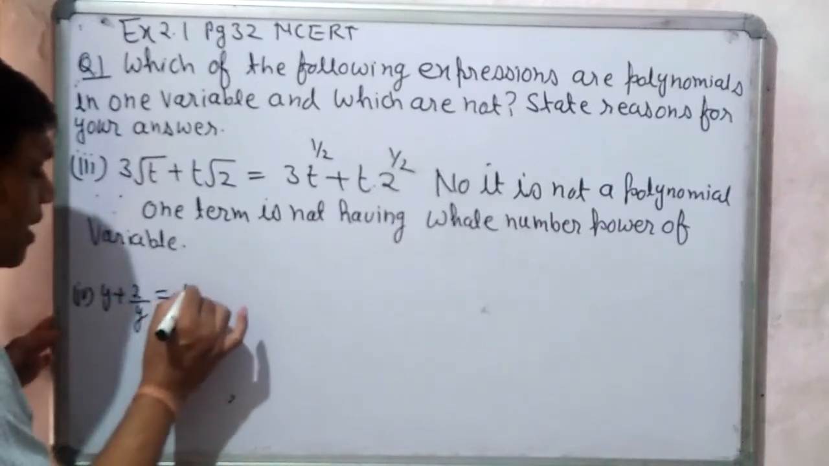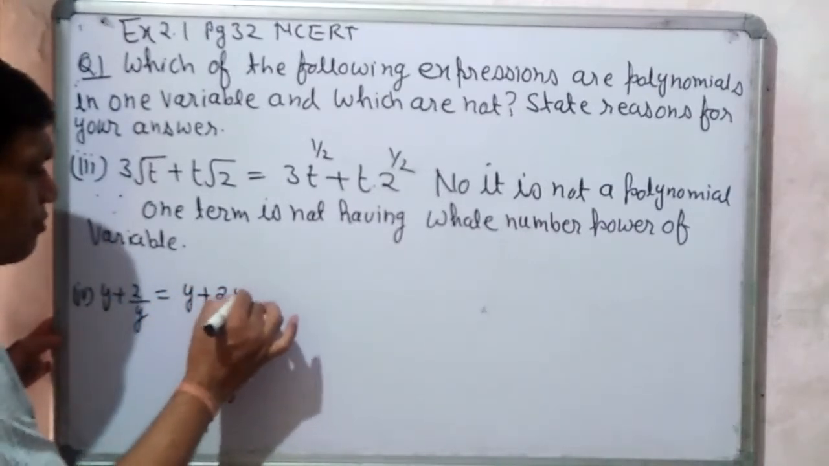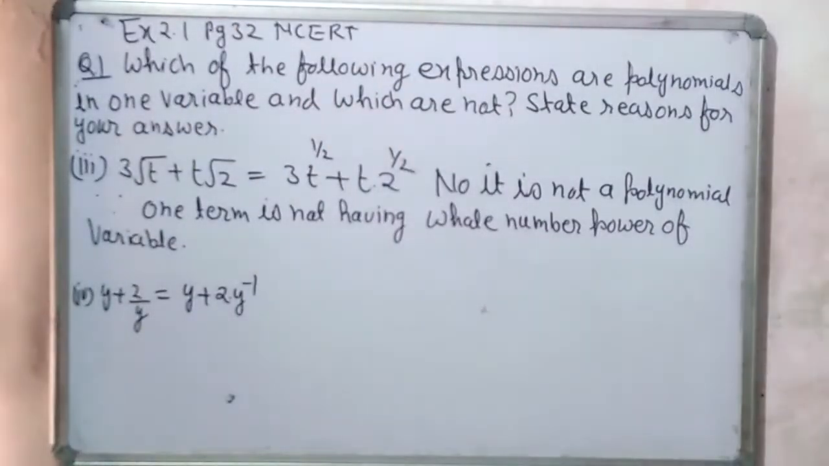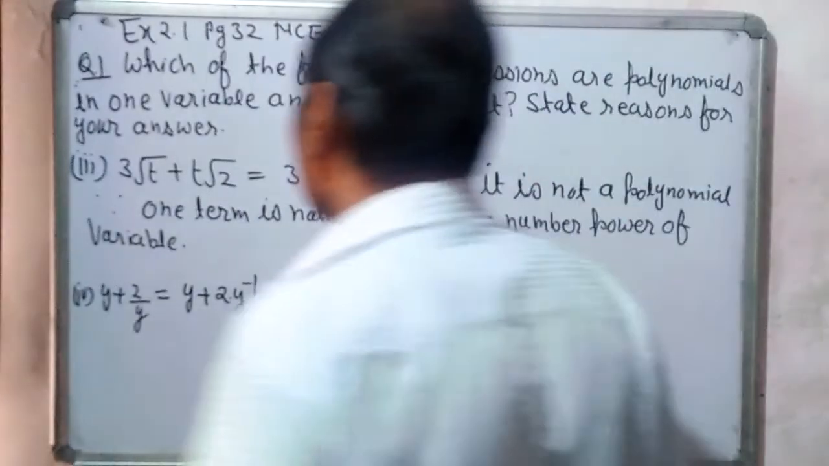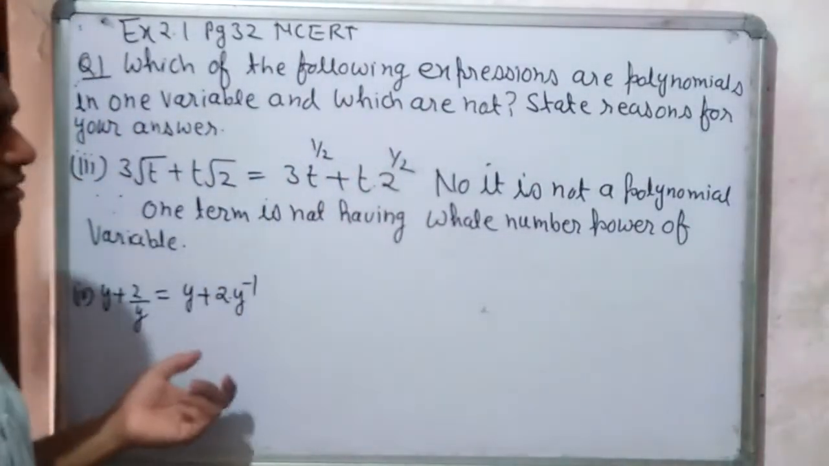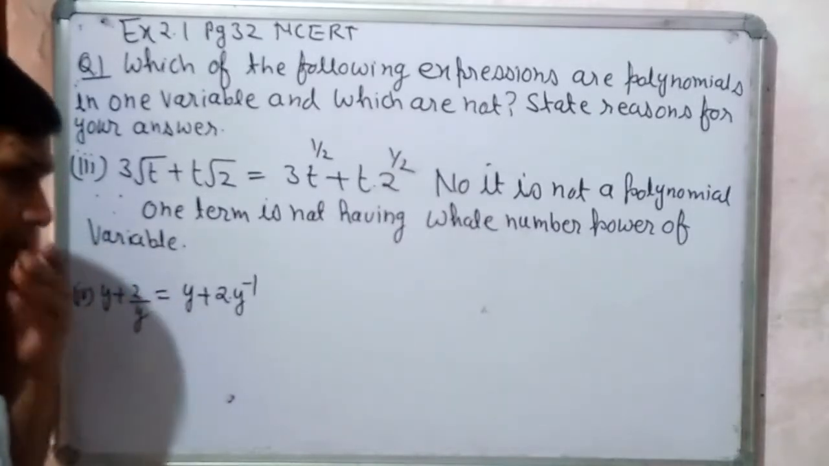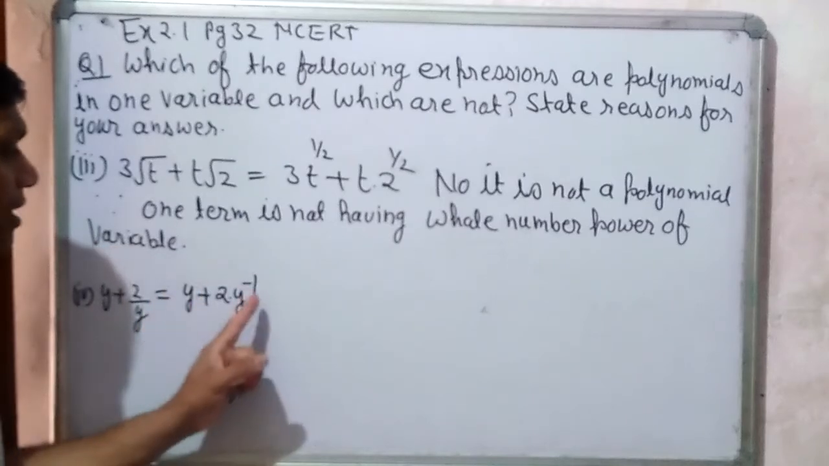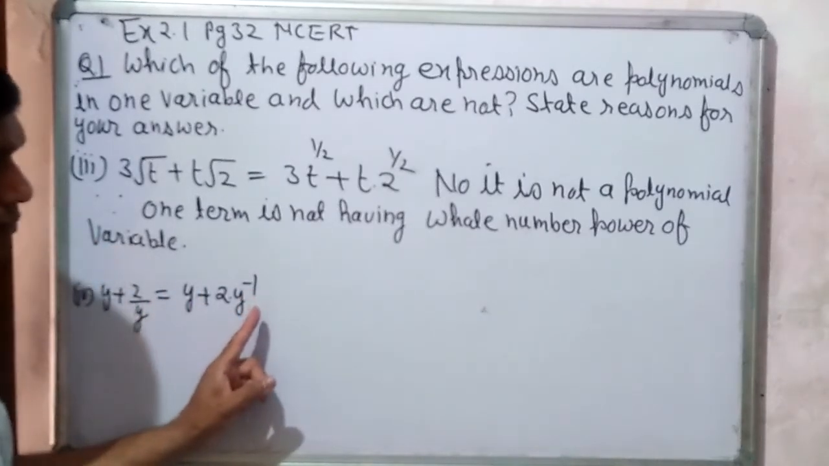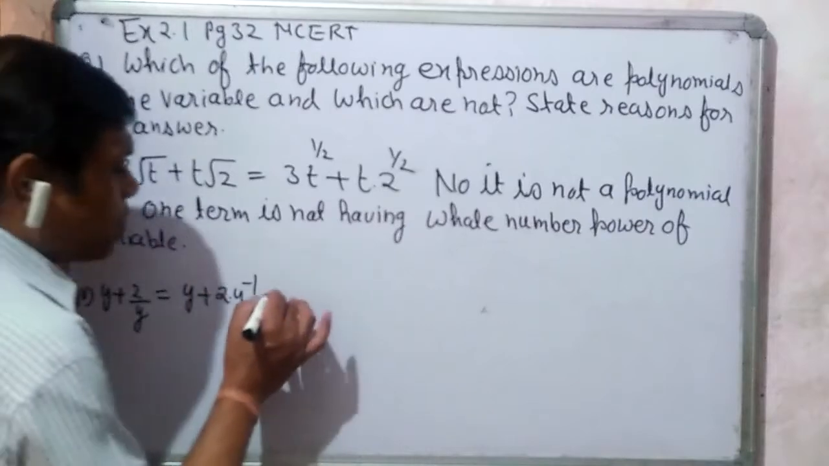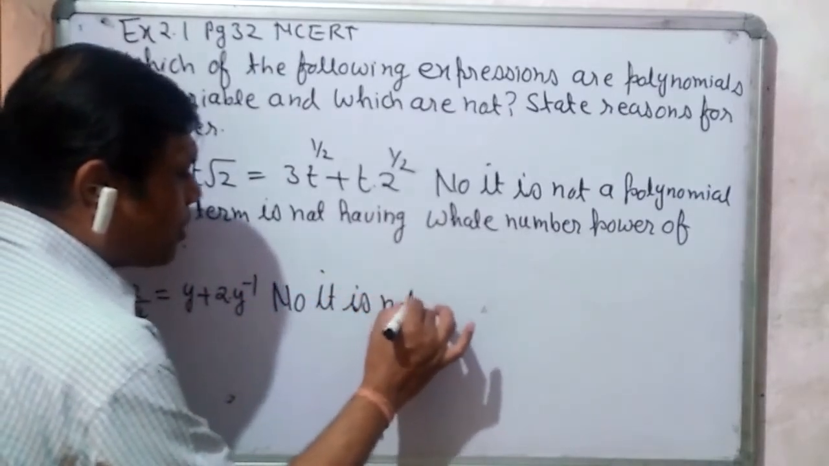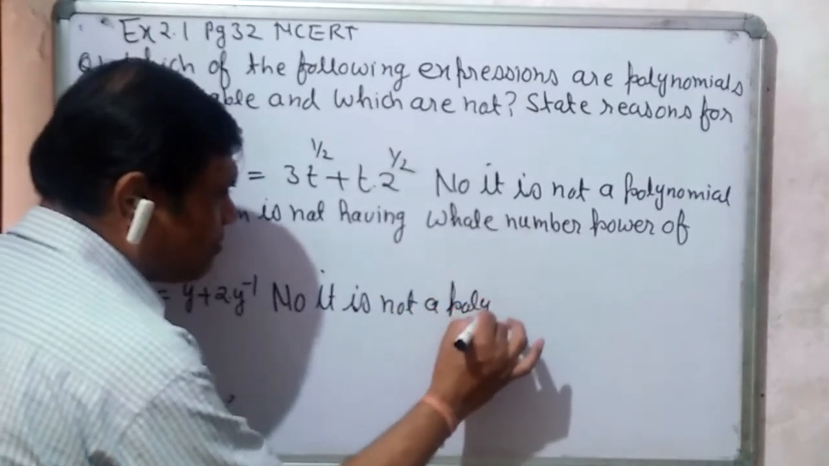Can we write this equivalently as y plus 2 into y raised to the power minus 1? 1 upon y means y raised to the power minus 1. Now, is this a polynomial in a single variable? Yes, it is in one variable. But are all the powers of the variables whole numbers? Here the power is 1, but here it is minus 1. Right? So we'll have the same reason. No, it is not a polynomial, although it is in a single variable.